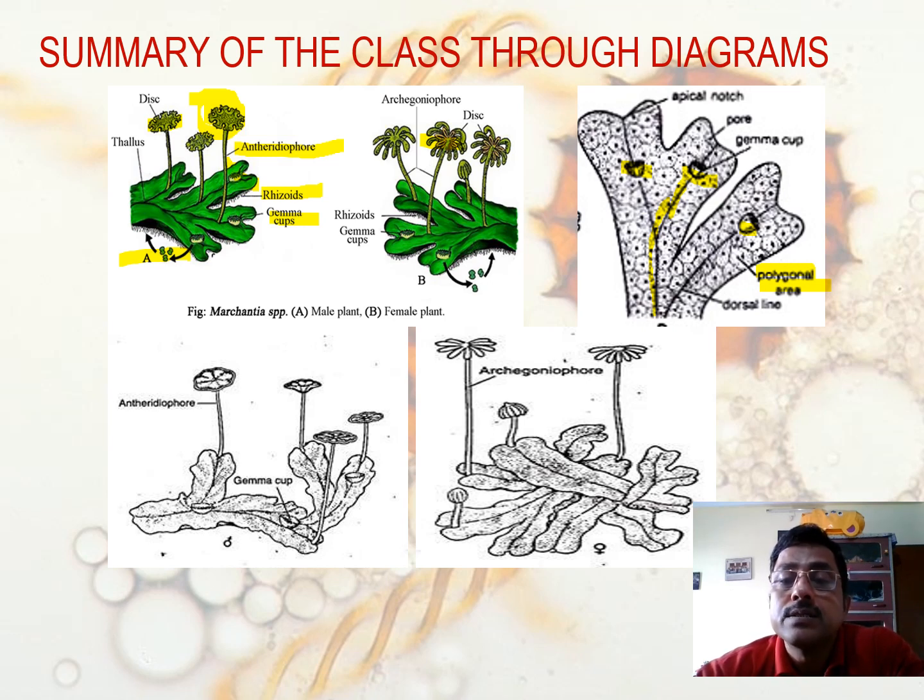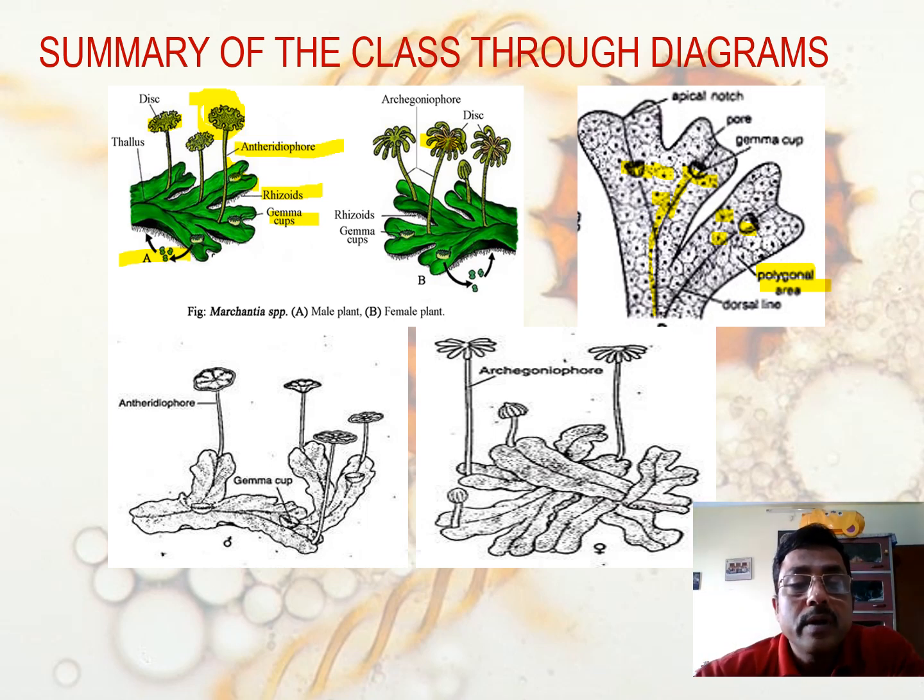These areas represent the air chambers, which are present just beneath these polygonal areas, and each polygonal area possesses a centrally located dot. You see, these are the dots. Each dot represents the air pore, which is meant for gaseous exchange between exterior and interior.